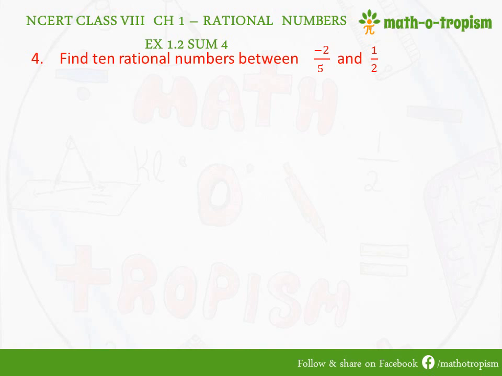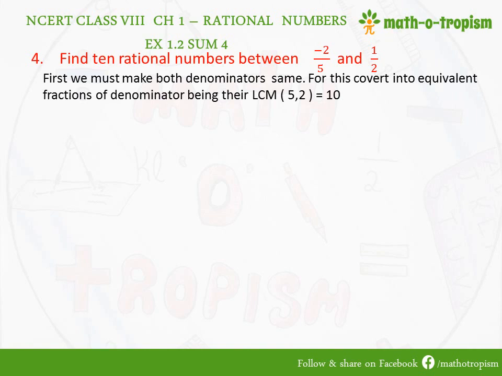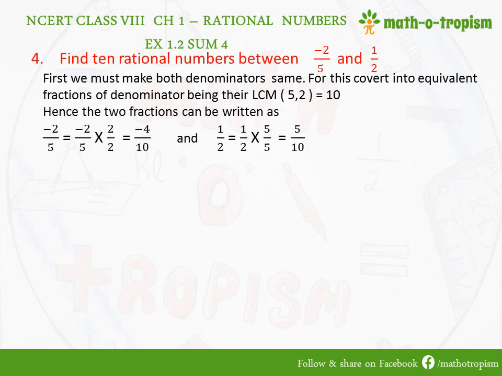Find 10 rational numbers between minus 2 by 5 and 1 by 2. Now again, we see these two are rational numbers but their denominators are different, so we will convert them into equivalent fractions with the same denominator, and we do that by changing them to the denominator which is the LCM of 5 and 2, that is the denominators of the given fractions. So LCM of 5 comma 2 is 10, so we will be converting in such a way by making the denominators 10. So we will be multiplying minus 2 by 5 with 2 by 2 to make the denominator 10. As a result the numerator changes to minus 4, and similarly 1 by 2 becomes 5 by 10.